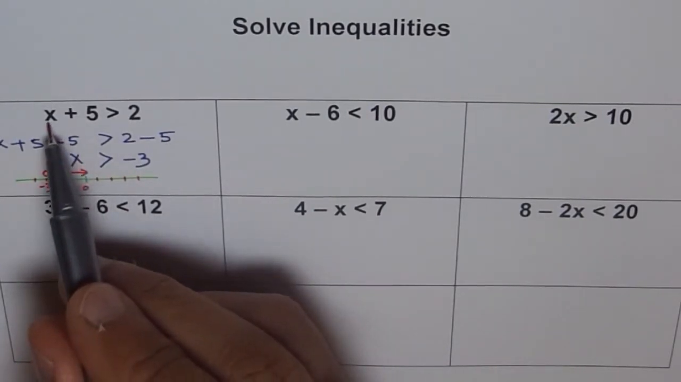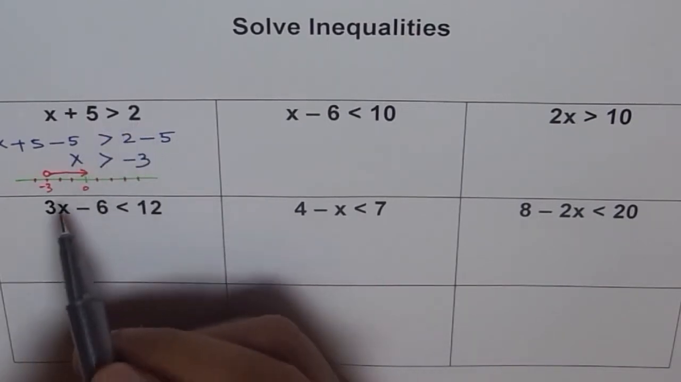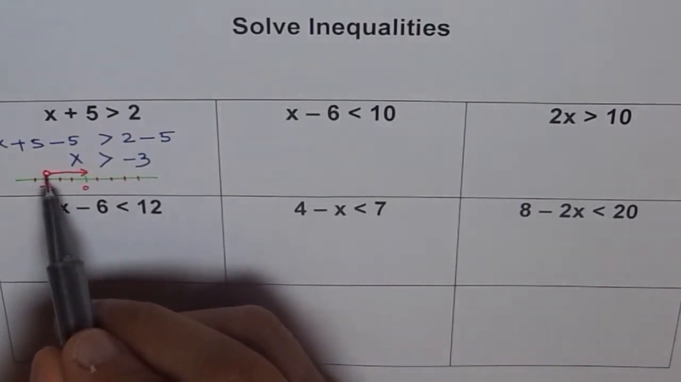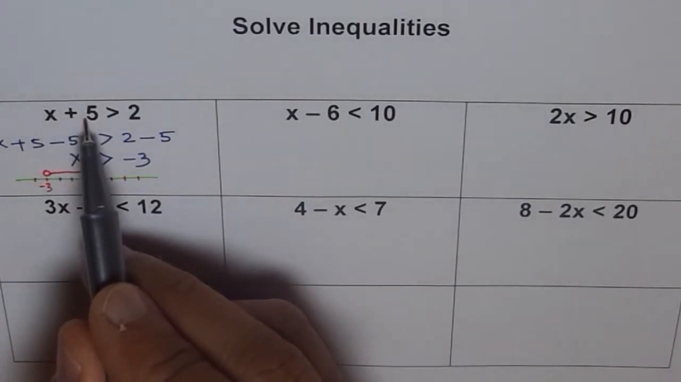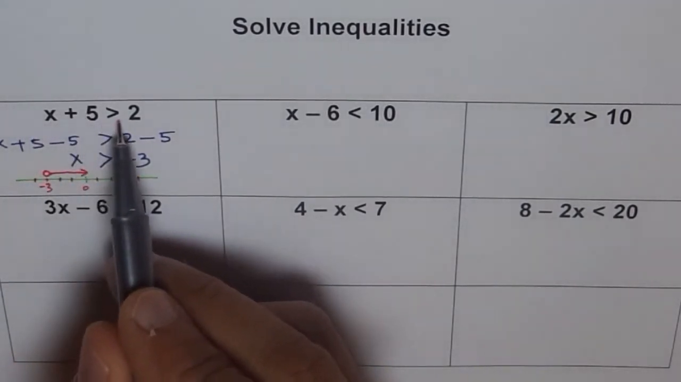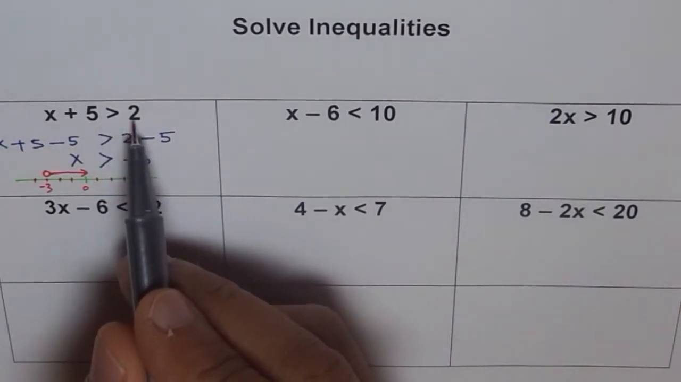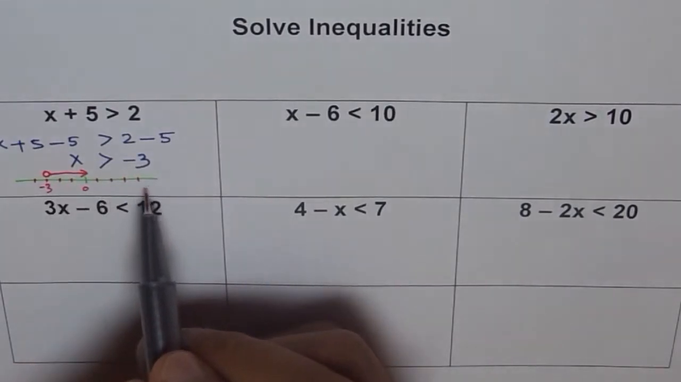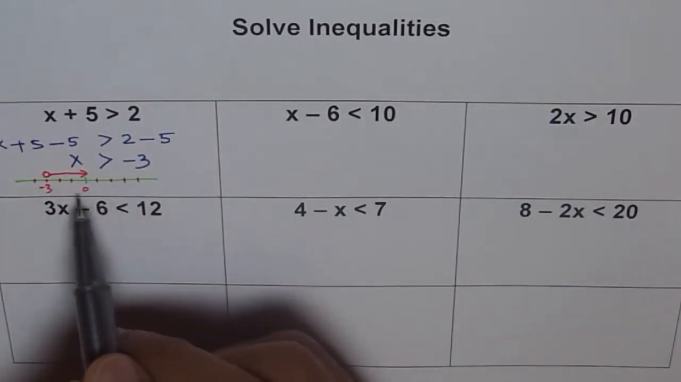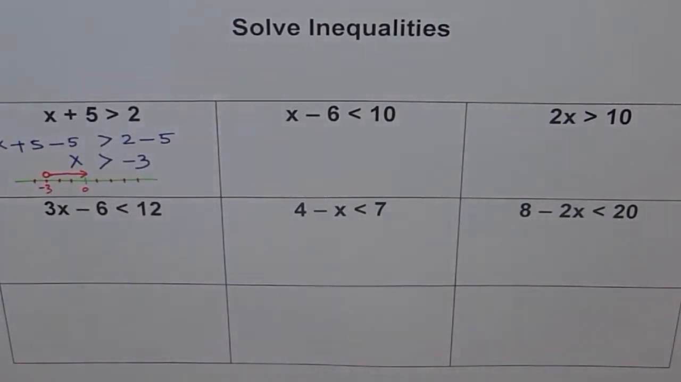If I write 0, 0 plus 5 is greater than 2, right? But if I write minus 4, which is on the left of minus 3, it becomes minus 4 plus 5, which is actually just 1, and 1 is not greater than 2. So it doesn't satisfy our inequality, correct? So that's our solution, and I can show this solution on the number line as I have done here, okay?